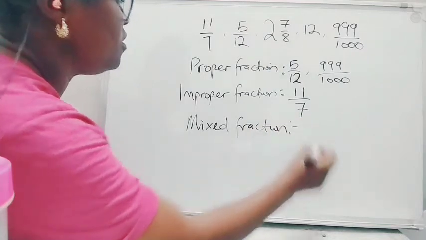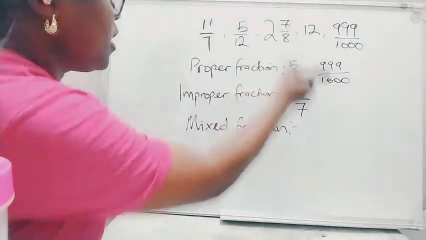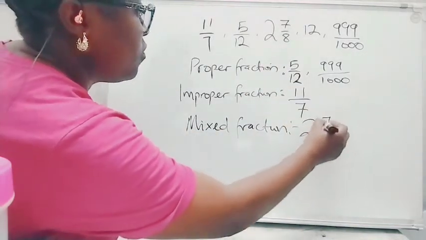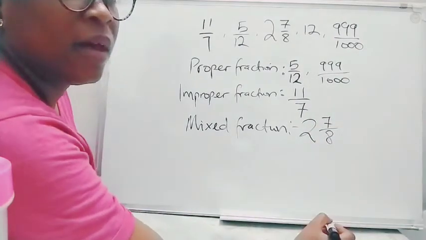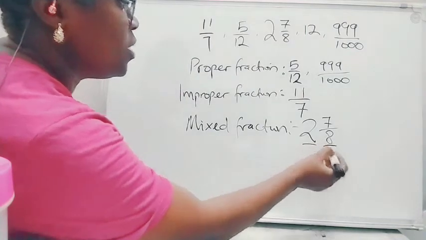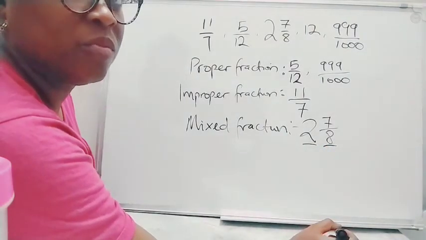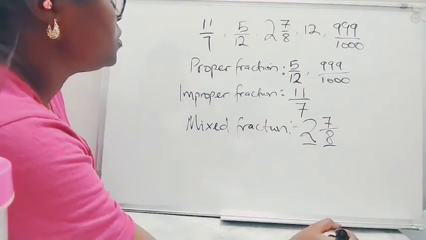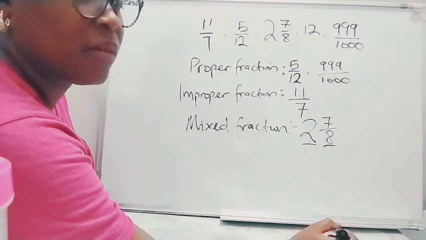So which of these is the mixed fraction? I guess it will be 2, 7 all over 8. It's mixed because it has a whole number and it also has a proper fraction mixed together. So this is the solution to the first exercise.